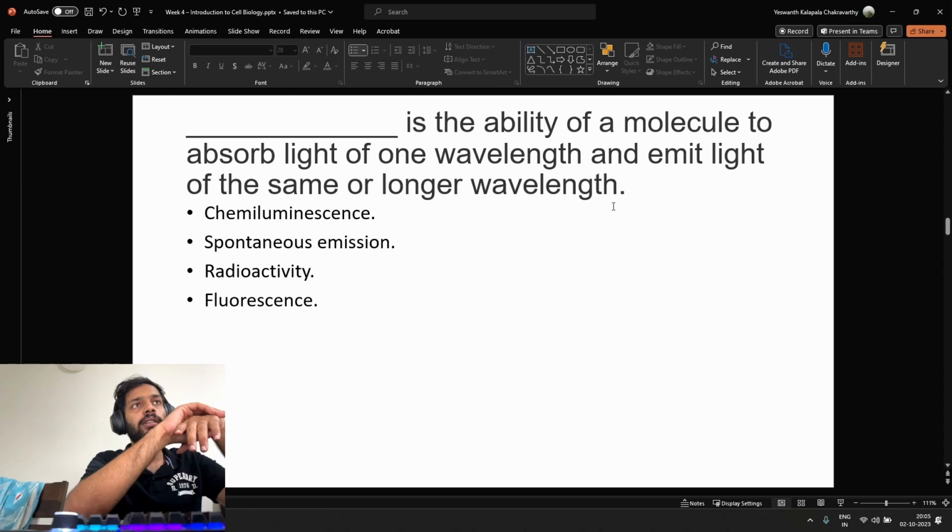Okay. What is the ability of a molecule to absorb light of one wavelength and emit light of the same or longer wavelength called? Is it chemiluminescence? Fluorescence. Yeah, fluorescence.